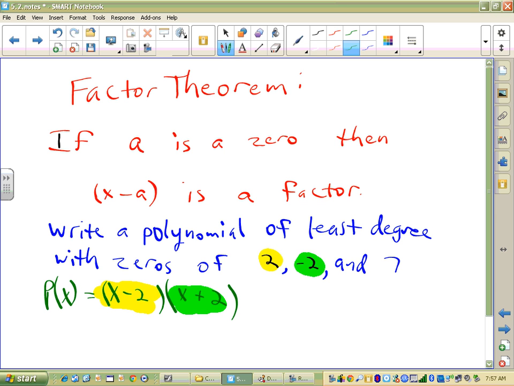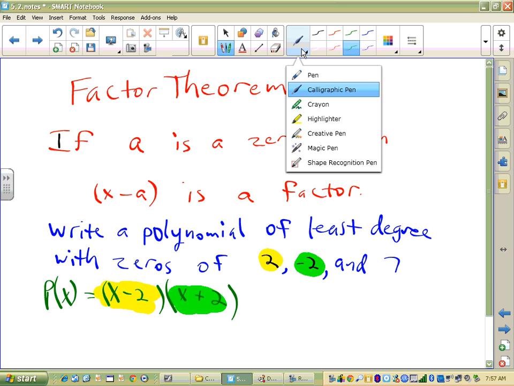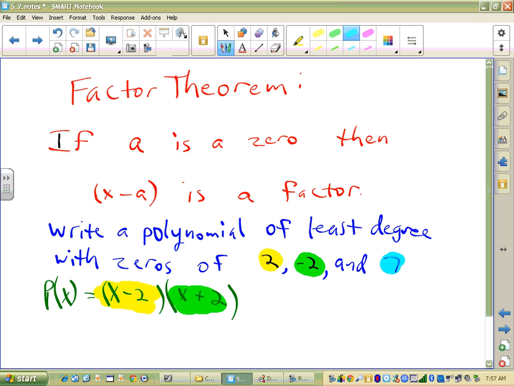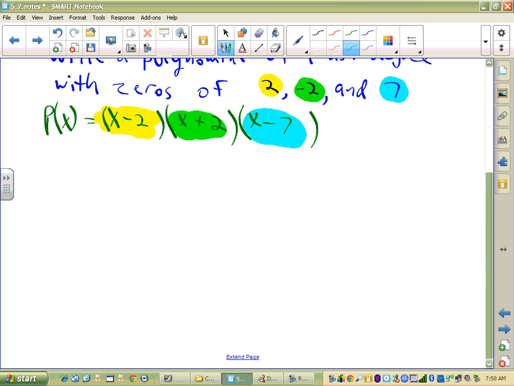Okay? Finally on the end then, if we look at that last item up for bids, the 7, because 7 is a 0, that means what else is a factor? X minus 7, good. Okay? Everybody doing okay so far?